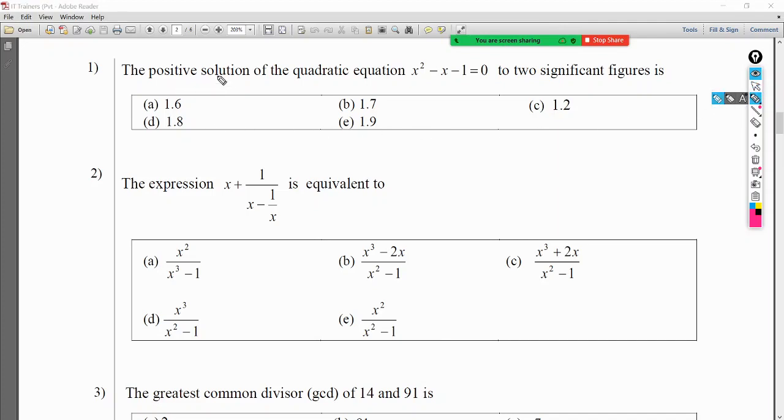The positive solutions of the quadratic equation x squared minus x minus 1 equal 0 to two significant figures is, right? It is two significant figures, not two decimal places. So that means definitely you are not going to get factors. That is why you can see the answer has decimals. So in that kind of situation you can use that formula, right? What is that formula?